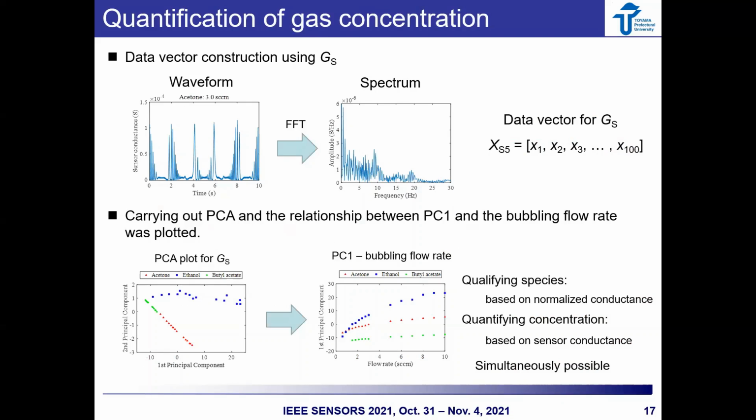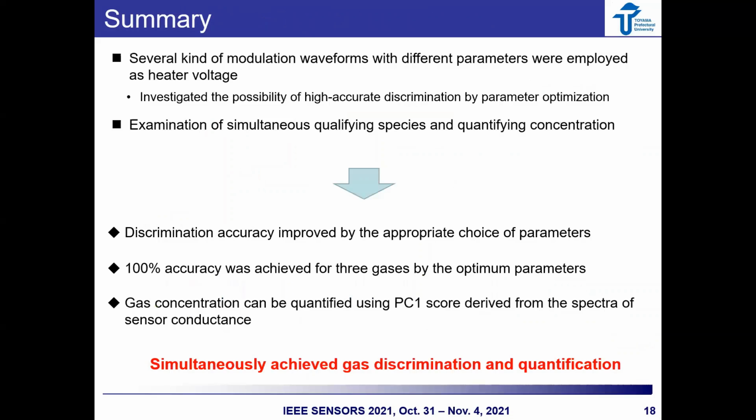Finally, I explained the results of the quantification of gas concentration. FFT was carried out on the central conductance without normalization to obtain the spectra. The data vectors were built similarly to the gas discrimination and carried out PCA as shown in the bottom left figure. Then the PC1 score was plotted against the bubbling flow rate. It was found that the PC1 score monotonically increases with the flow rates for all gases. This result indicates that it is possible to qualify the gas species and quantify the gas concentration at the same time. I'd like to summarize my talk.